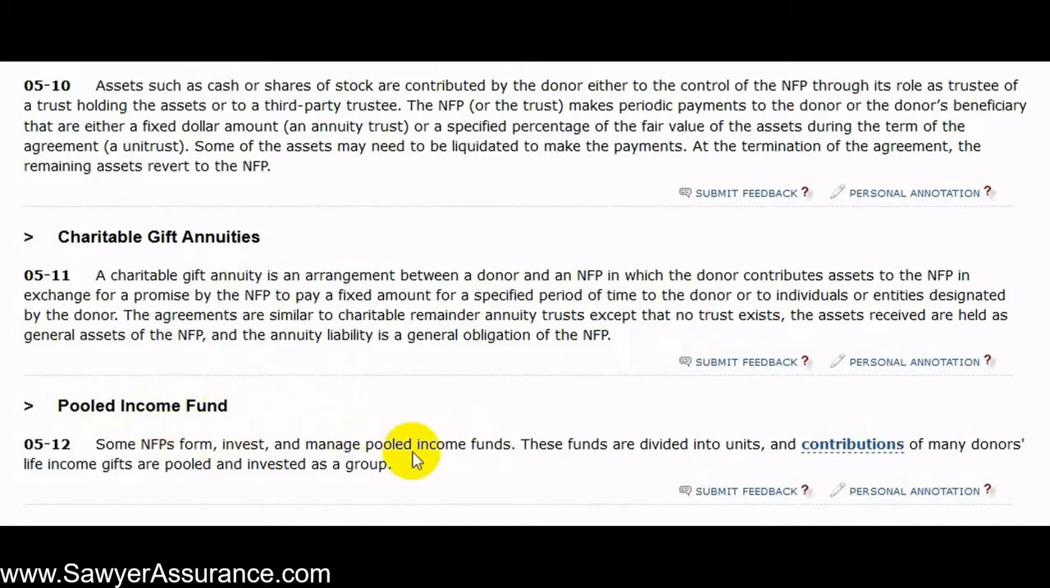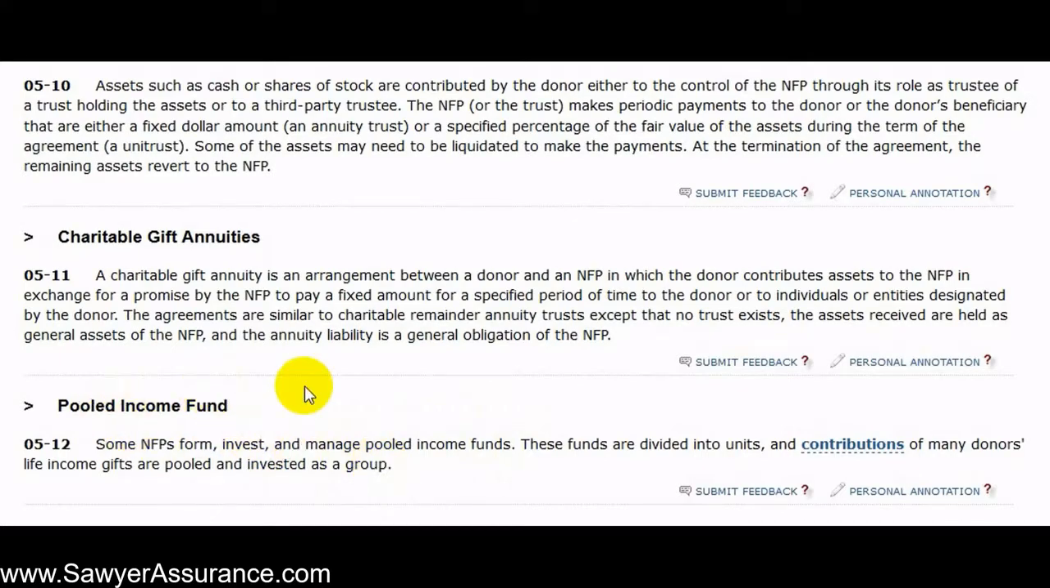Finally, we have a pooled income fund. These are funds that are set up where many donors have contributed assets to these pooled income funds that are invested as a group. So the not-for-profit, rather than investing each of the contributions separately, puts them all together in a single fund. That way it's more efficient to invest them together as a group.